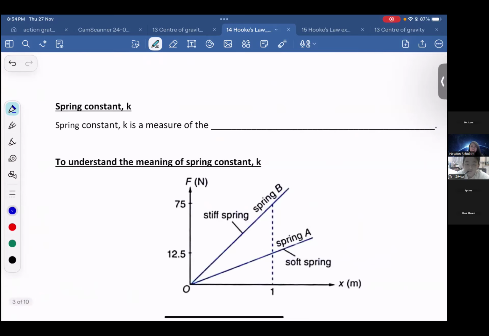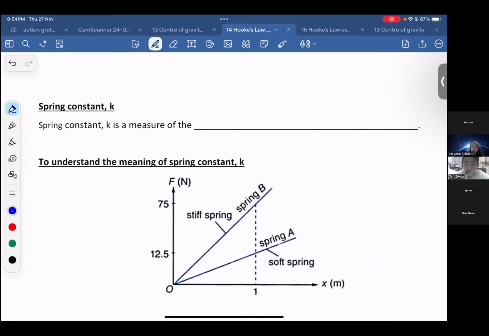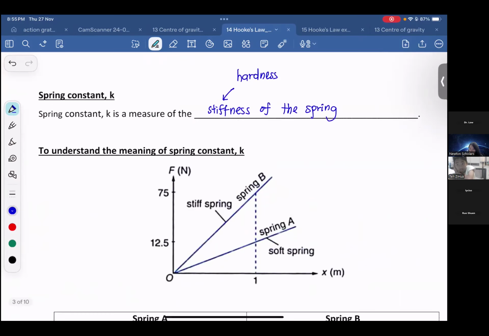What is spring constant? Spring constant actually measures the stiffness of the spring. Stiffness is something like the hardness of the spring. From the K value, we can know whether this spring is easy to extend or actually harder to extend. So look at here, spring constant.